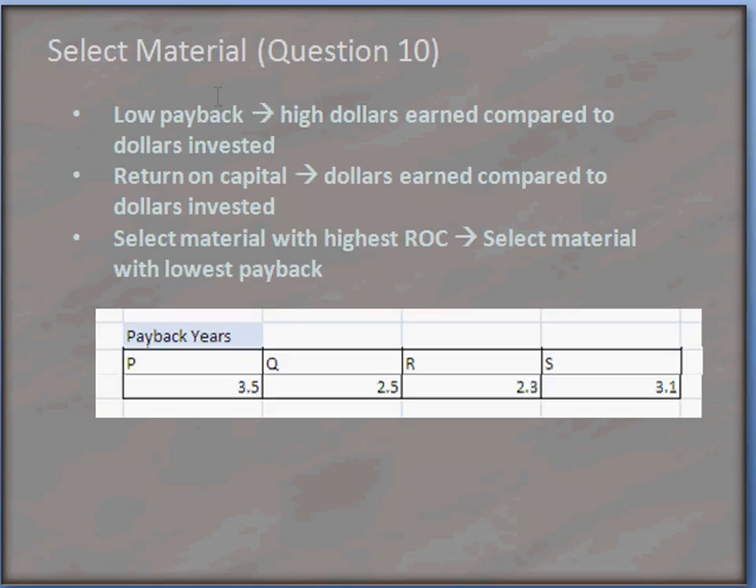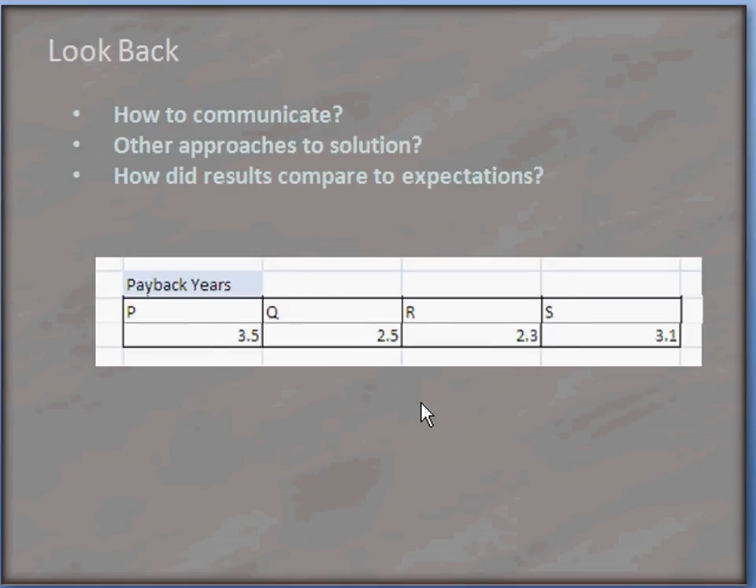Recall that low payback means that there's a high ratio of the number of dollars earned compared to the number of dollars invested. Our return on capital is equivalent to dollars earned compared to dollars invested. So, low payback means that there's a high return on capital. Since we want to select the material with the highest return on capital, we want to select the material with the lowest payback for the reactor, which is a reactor made of material R.